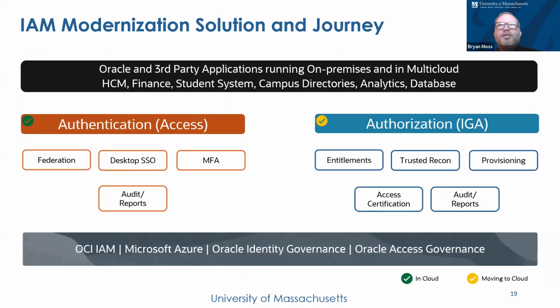So you can see here's our journey. What's interesting about our journey is that on the left-hand side, you can see indicated authentication and access management. We've already done that journey. We've already taken the leap into the cloud for all of our access management systems. And on the right-hand side, you can see our authorization or identity governance administration is we're now taking a leap to the cloud for that section.